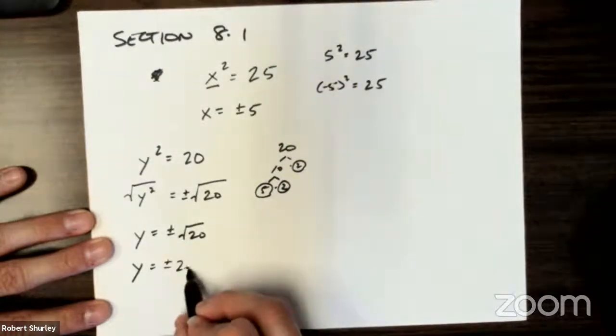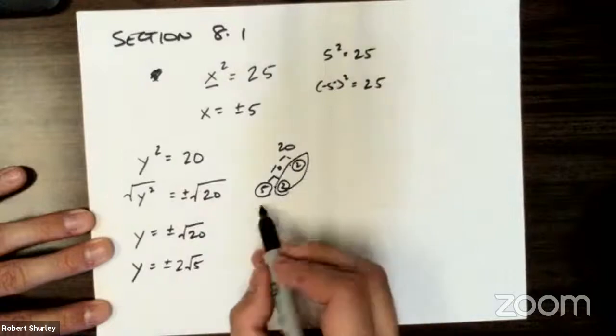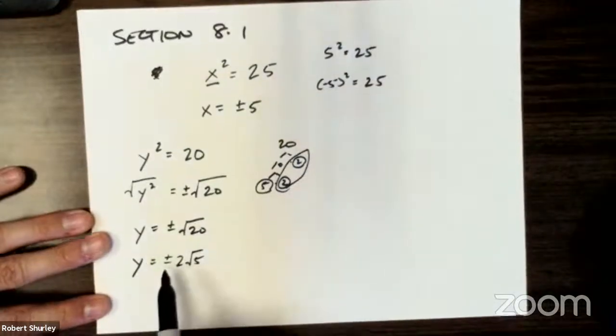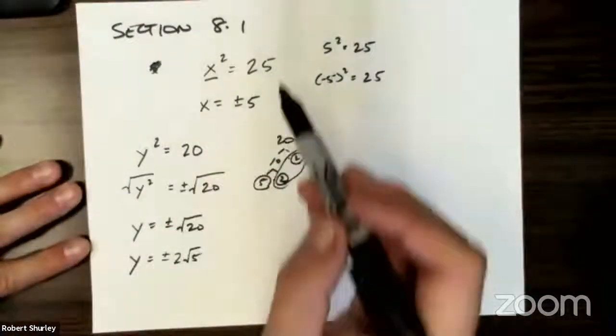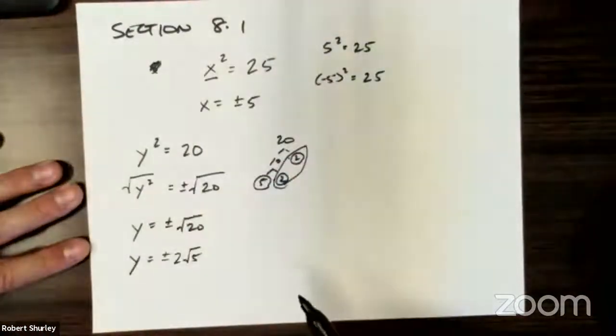And then I'm left with a 5. Right, I got a pair of 2s, and there's a 5 left over. So it becomes y equals plus or minus 2 square root of 5. So these 2 are really kind of basic square root questions.